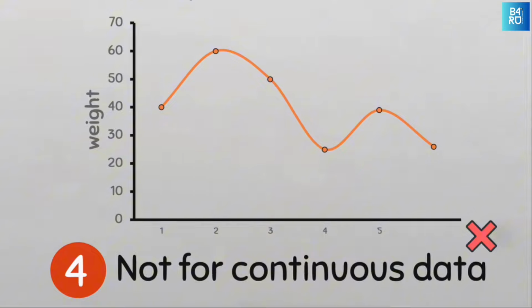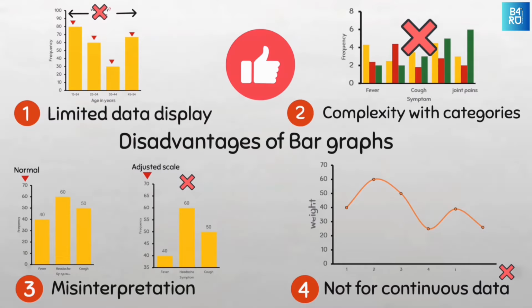So these are the disadvantages of bar charts. They have limited ability to display data. They can have complexity when you have multiple categories. They have a misinterpretation potential and are unsuitable for continuous data.